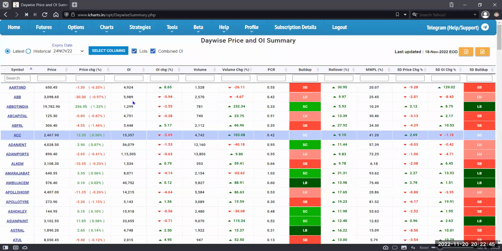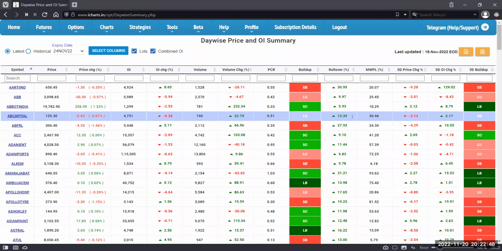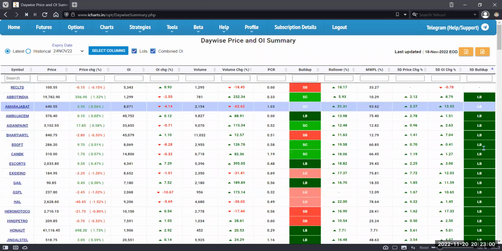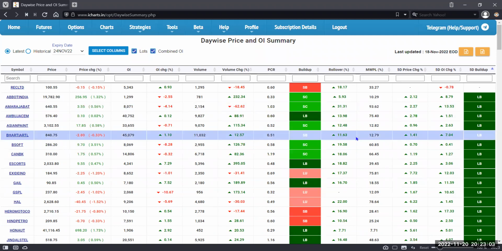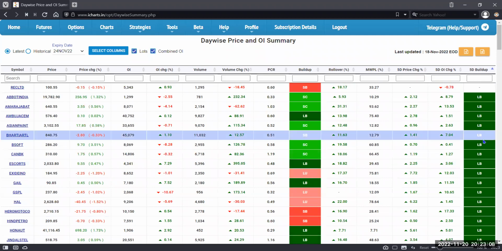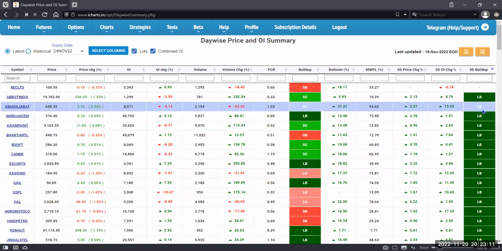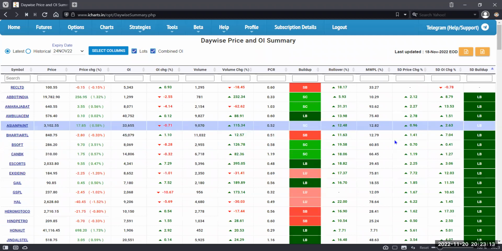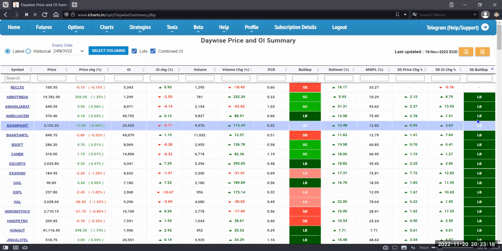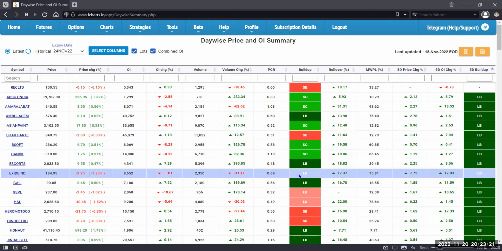Now, if the market is looking bullish and you want to do swing trading on the bullish side, you can sort this and you will be able to see bullish stocks here. All these stocks are bullish here and maybe also bullish for the current day. This is the current day and this is the last 5 days build-up. Last 5 days long build-up means that the price change and OI change for the last 5 days has been overall bullish. That's the reason why this is a long build-up. So you can take a look at this.